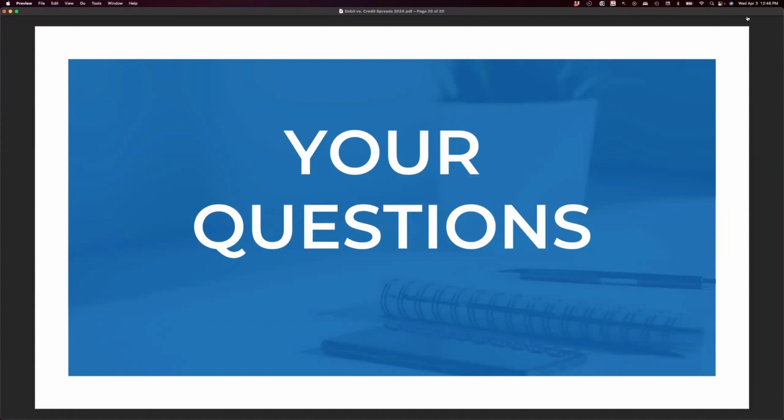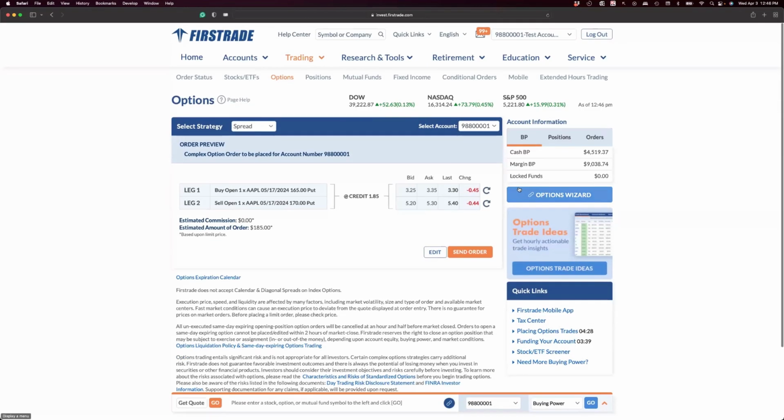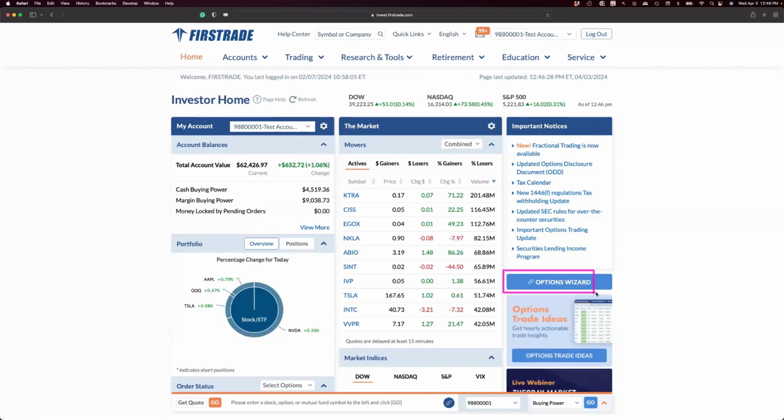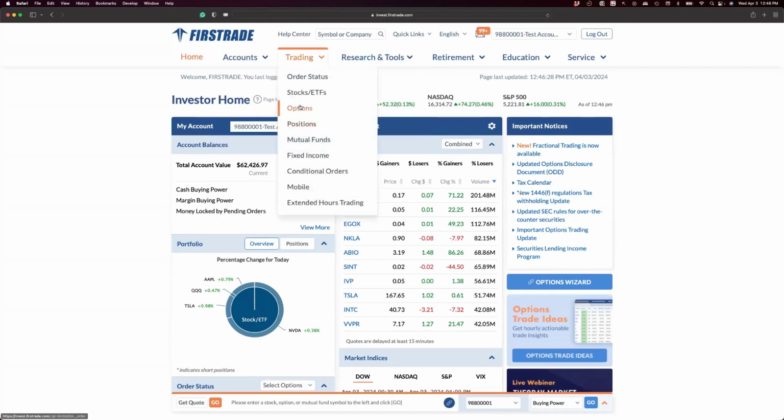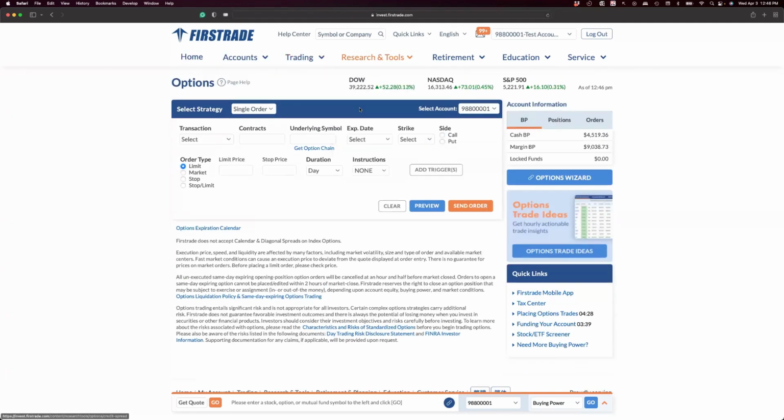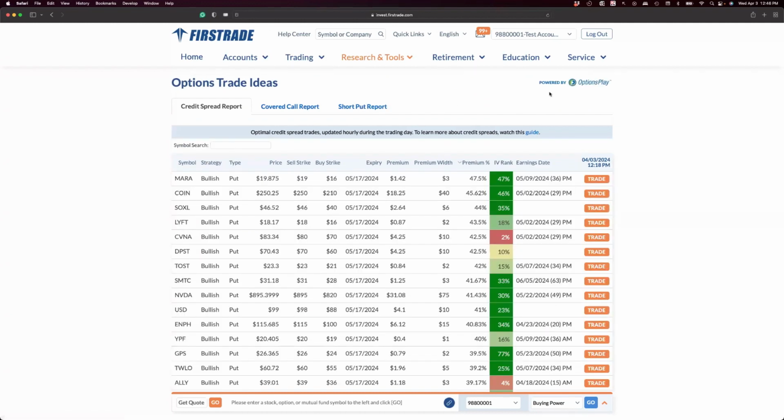And just a reminder, the options wizard, when you go to your First Trade platform, you can find your options wizard. You can do it on your homepage, or if you go to your options trading page, and even your options research page. This is all powered by Options Play. You can find these types of strategies.